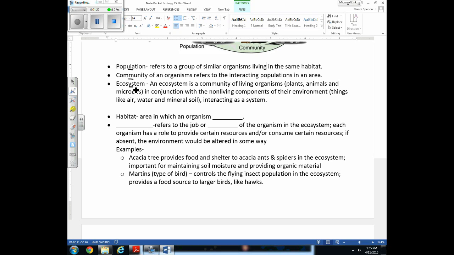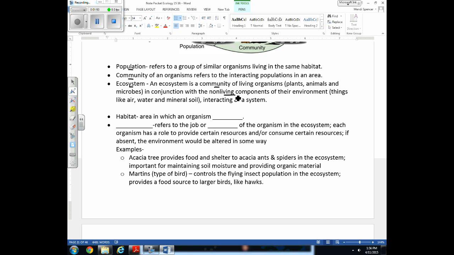So think of like a herd of elephants. When we talk about a community, think about the other organisms that would interact with elephants. So zebras and lions and hyenas, and don't forget the plants that would be in that environment as well. When we talk about an ecosystem, we're basically talking about the community, but we're also factoring in the non-living components. So we're talking about temperature and rainfall in an area.